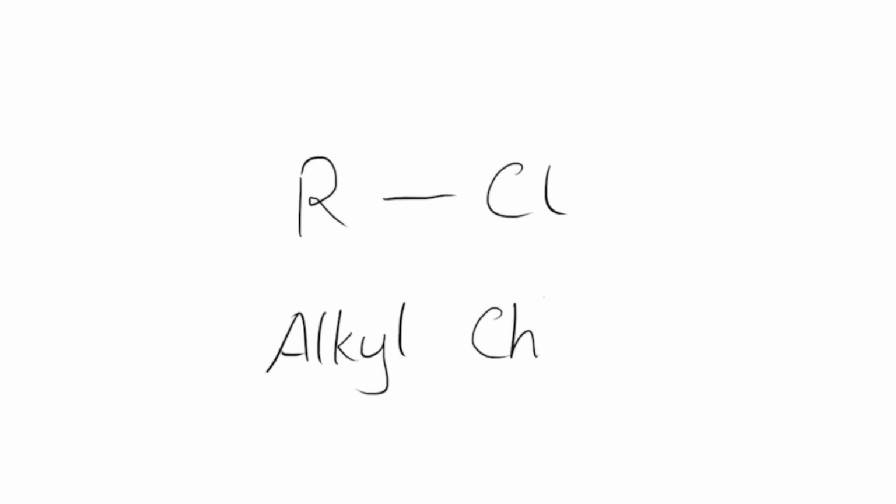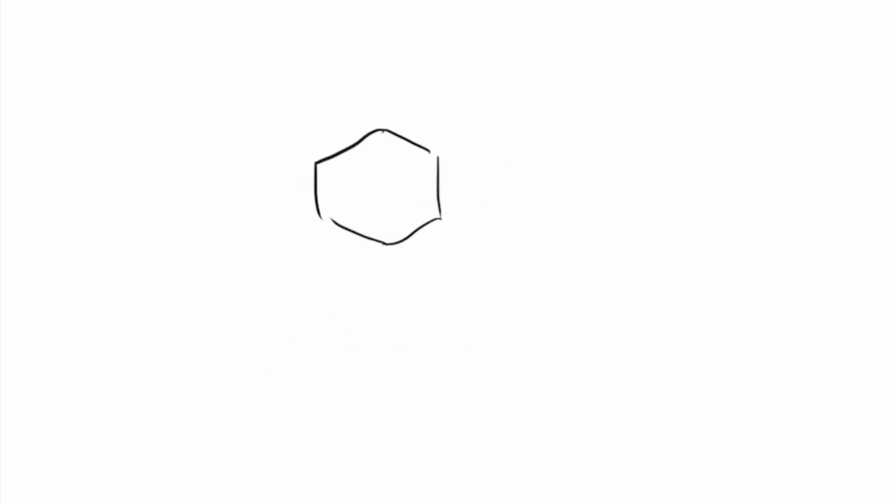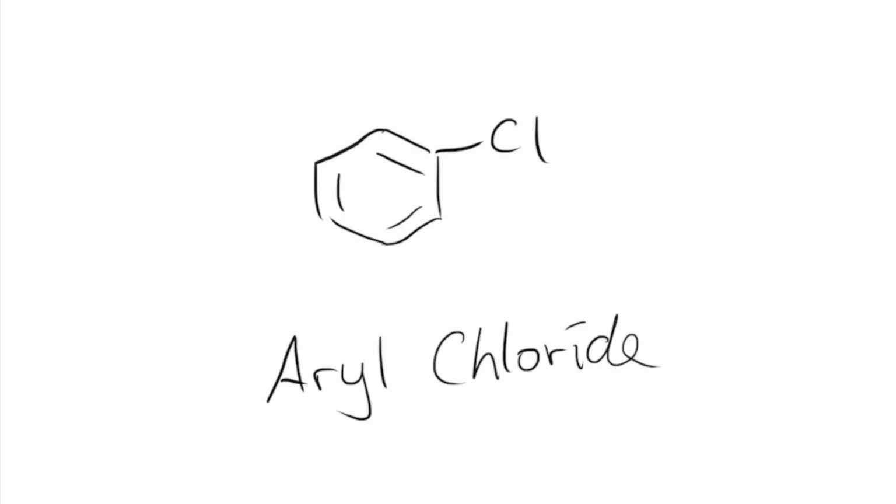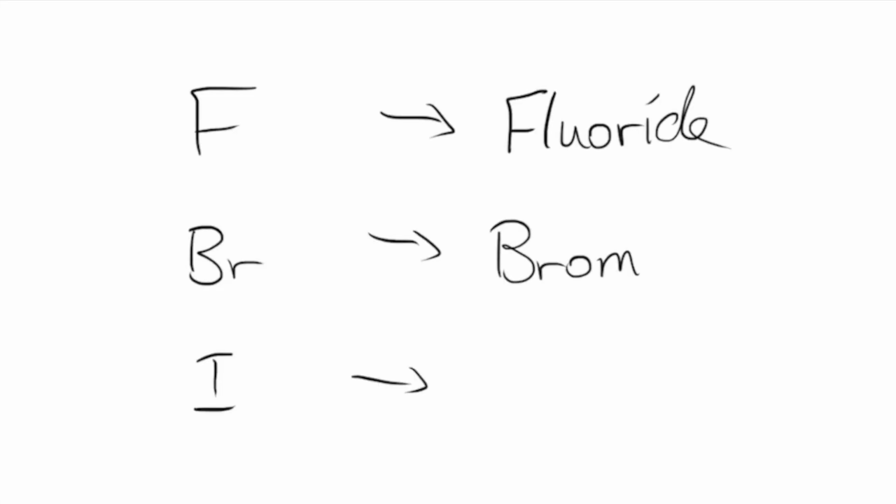For example, if a chlorine is attached to an alkyl chain, we call it an alkyl chloride, whereas if chlorine is attached to an aromatic ring, such as benzene, we call it an aryl chloride. For fluorine, bromine, and iodine, the associated names are fluoride, bromide, and iodide respectively.